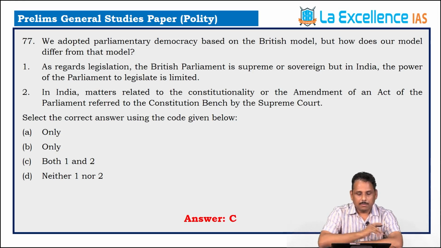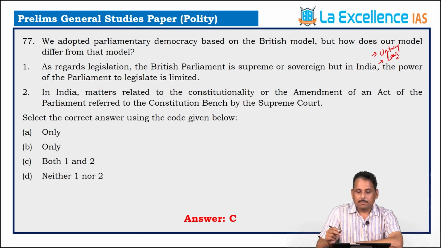We adopted parliamentary democracy based on the British model, but how does our model differ from that model? The UK model is a unitary system, we are a federal system. So that's why there is division of powers, and parliament is not all-powerful in India. Second, we have popular sovereignty, they have parliamentary sovereignty. In that context, the laws of the parliament can be questioned by the courts under its powers of judicial review. So that's the reason why the answer is C, both 1 and 2.